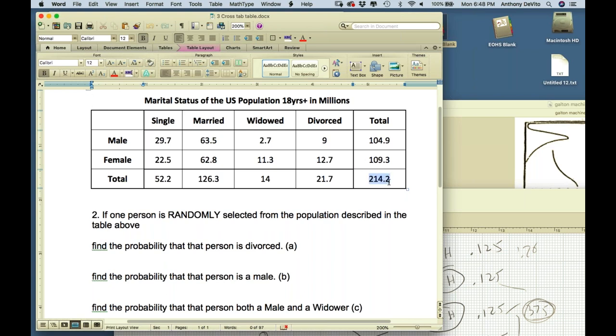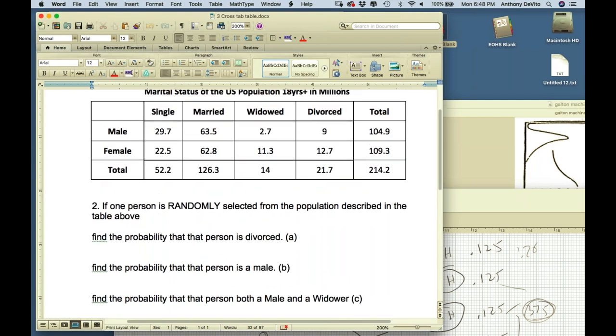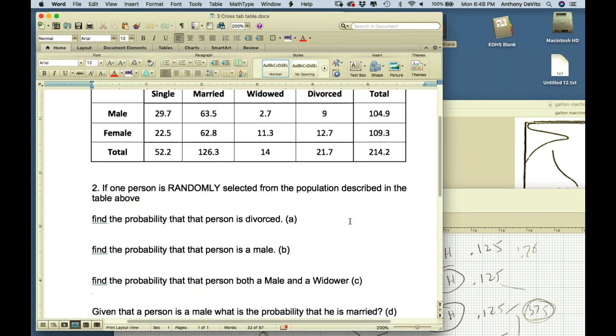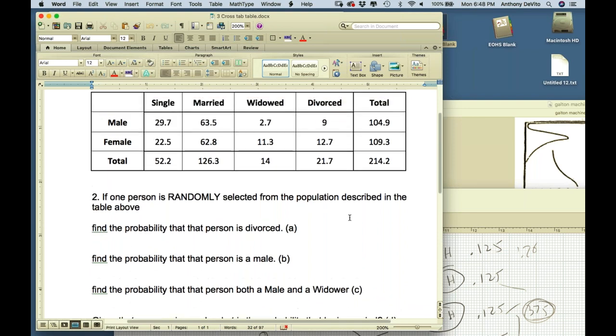In this one, the population was 214 million. That's of course people over 18. So maybe the population was 300 million then. It's probably more like 350 or 360 now, right? So this was a few years ago. Looking at this table, we might be interested in considering what the probability is that an individual in the United States would fit into one of these categories. For instance, what's the probability that a person is divorced? If I randomly sample a person in the United States, what's the probability that that person is divorced?